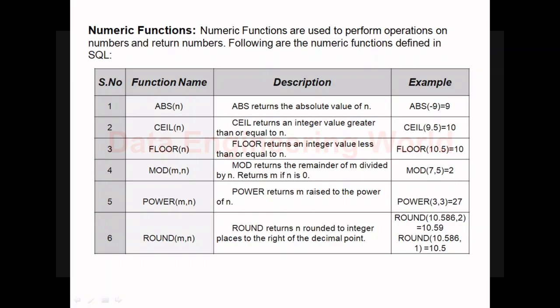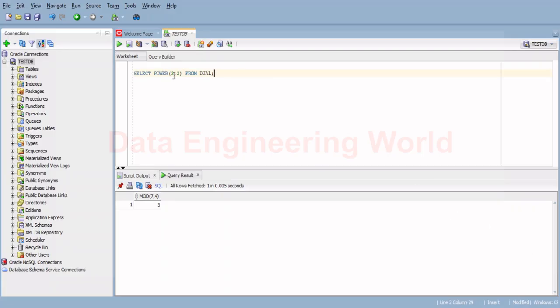Next we have the power function, which returns m to the power n, where m is the base and n is the exponent. So let's calculate the power of some numbers. Let's calculate 3 to the power 2. We have got the output as 9, which is 3 to the power 2. Now let's take another example and calculate 4 to the power 3, which is 64. We have got that in the output.